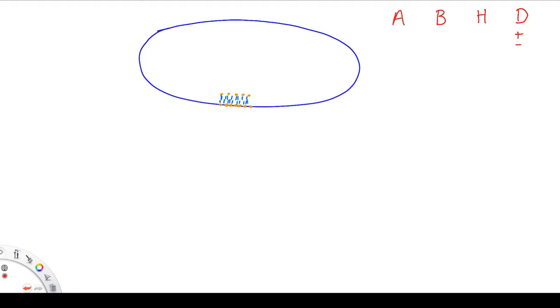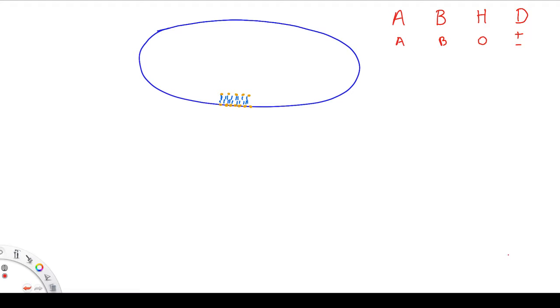A will be A type. B will be B type. AB is both AB. H is O type. So what type of blood is H? O. What type of blood is type B? B. And A? If you have both A and B, AB. If you have D antigen, it's positive. If you don't have it, it's negative.